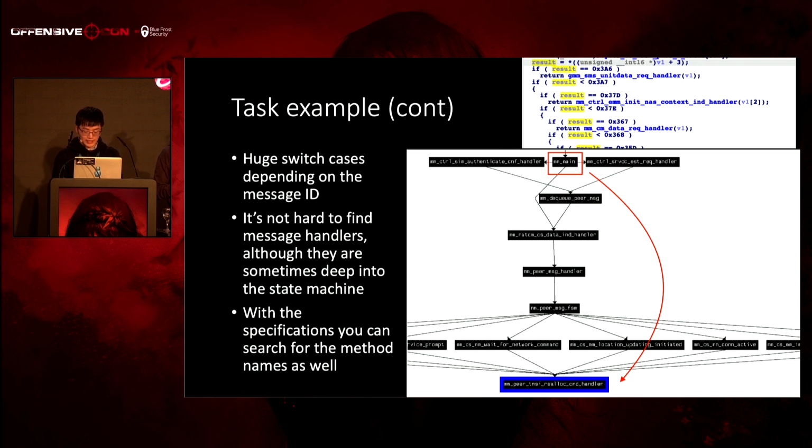Okay, let's dig more into the task. After we entered the main, we can see numerous message handler switch cases depending on the message ID. The state machine in the baseband is very complex. So if you want a specific message handler, sometimes you may have to look very deep inside. However, we can look for a message name in the specifications like 3GPP 24.008, then search the method name in IDA Pro. The picture here shows how the MM TMSI reallocation command handler is called from the main.